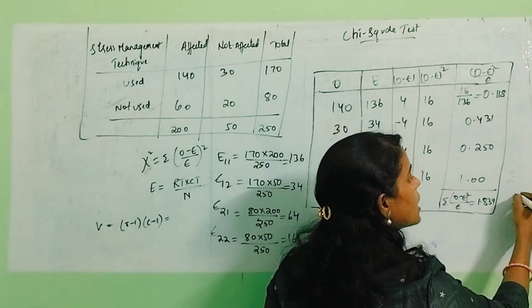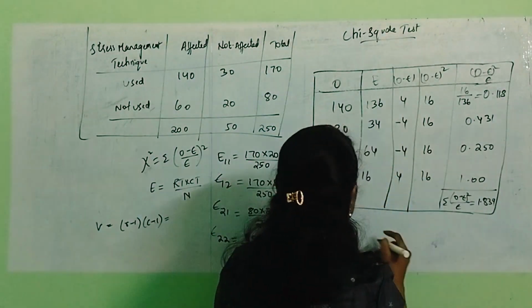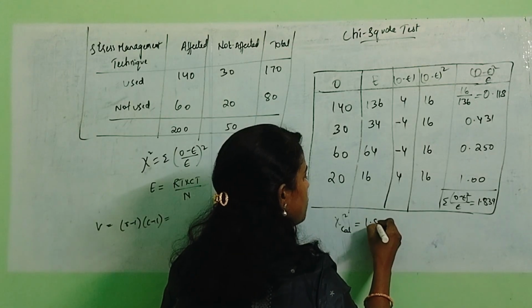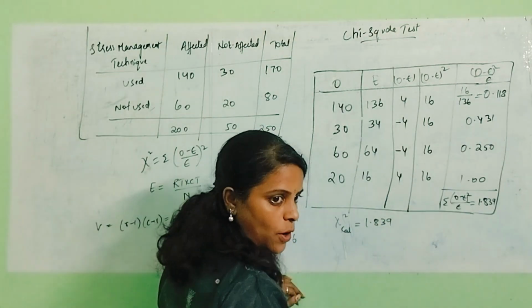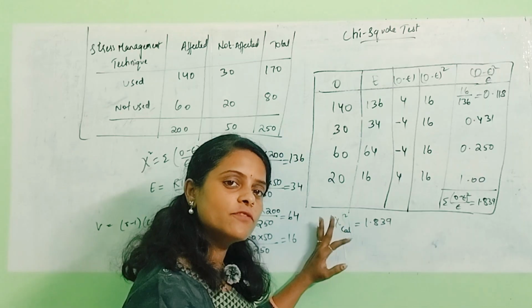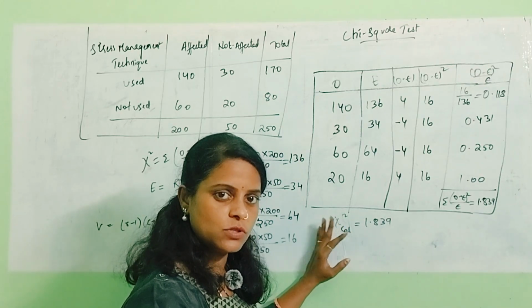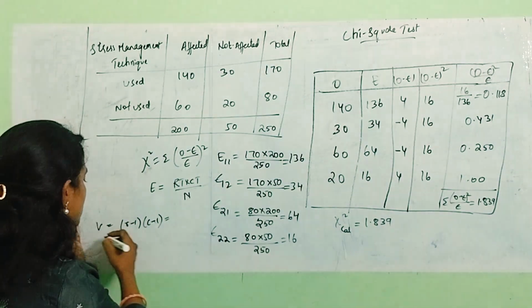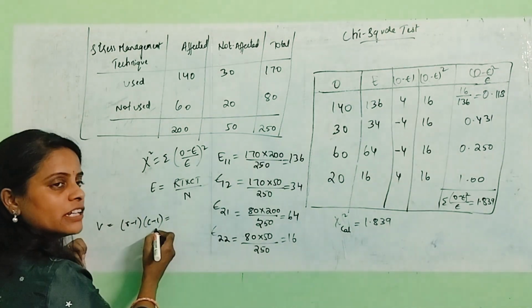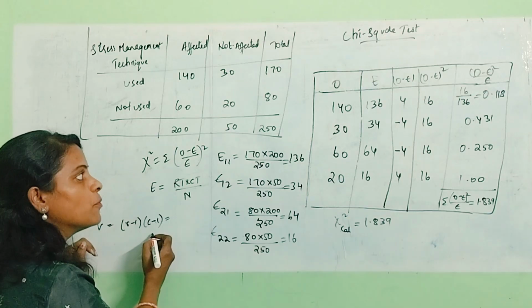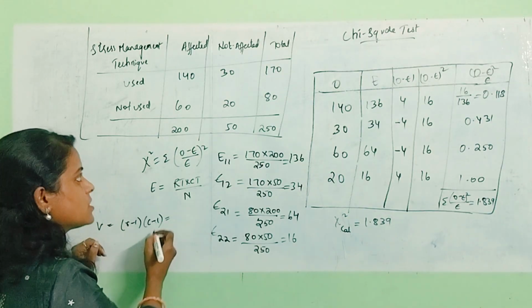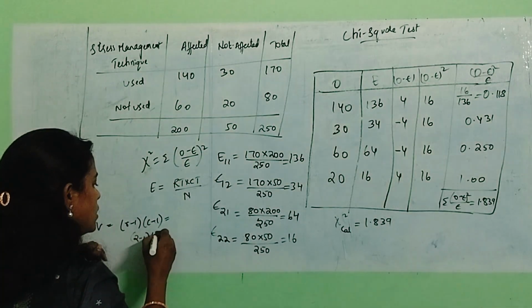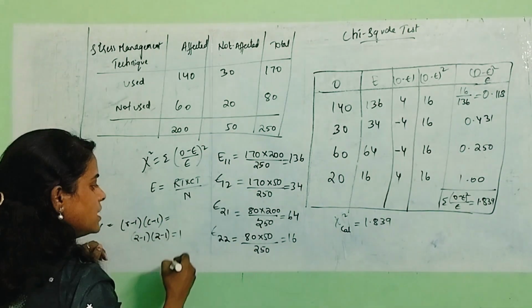Okay. So the summation of O minus E whole square by E is 1.839. So the chi-square calculated value is 1.839. Now we have to find the chi-square table value. For that, we have to check the degrees of freedom. V equals R minus 1 into C minus 1. R is the number of rows and C is the number of columns. There are 2 rows and 2 columns. So that is 2 minus 1 into 2 minus 1, that is 1 into 1, which is 1.